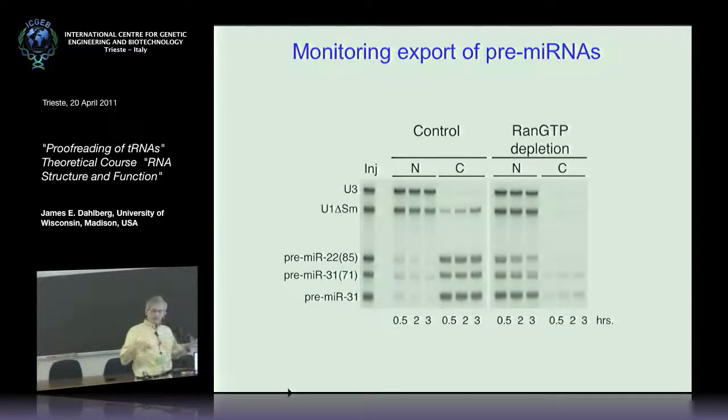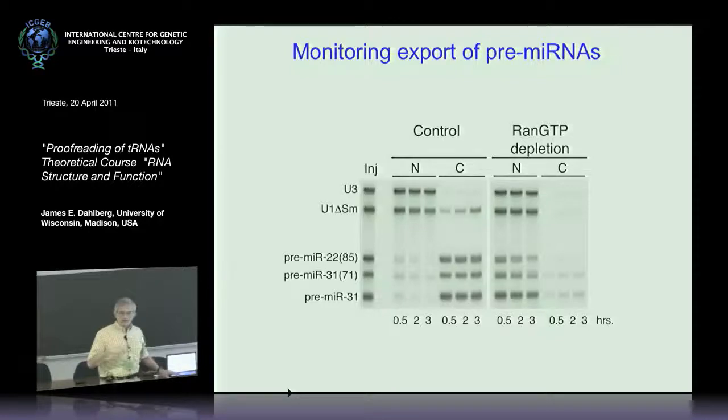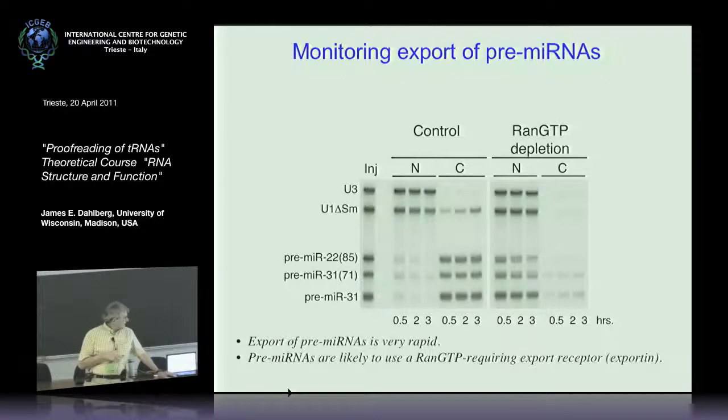If we deplete the oocyte of RAN GTP, and we can do that by injecting a dominant negative mutant of RAN, so it uses up all the RAN GTP, you can see that the U1 does not get into the cytoplasm, and also the pre-miR RNAs also don't get into the cytoplasm effectively. So what this shows is that the export of these RNAs is RAN GTP dependent. You can also see that it's very quick, very fast.